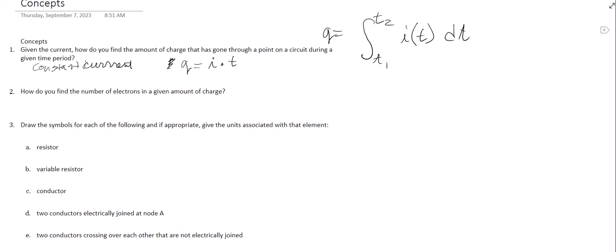And I have an example of that we'll either do today, or I'll make a video of it. I think you have that in your homework too. How do you find the number of electrons in a given amount of charge? That was the formula that I gave you, that Q equals NE. So that was from the one before.